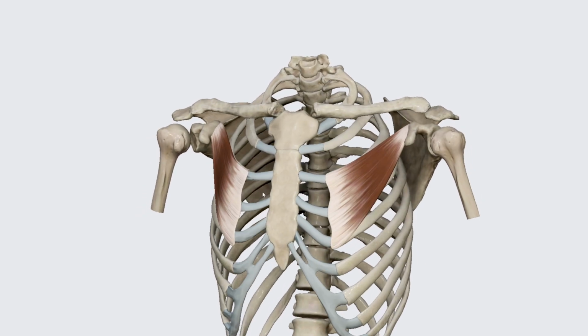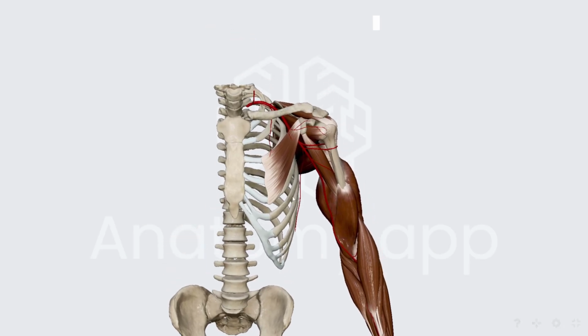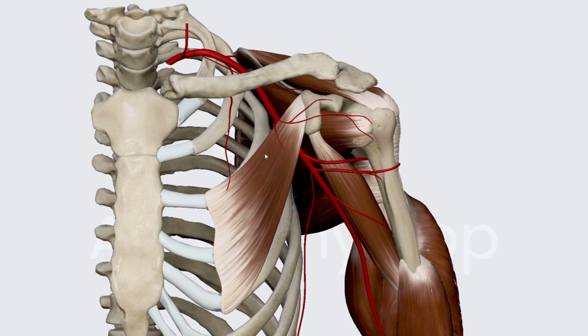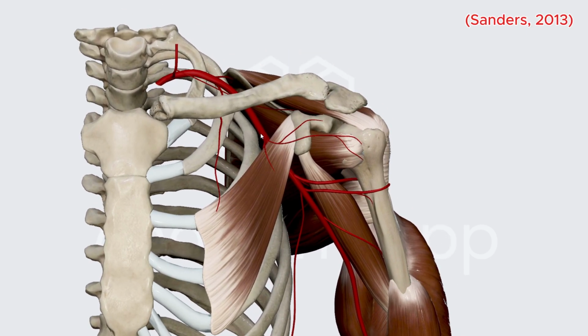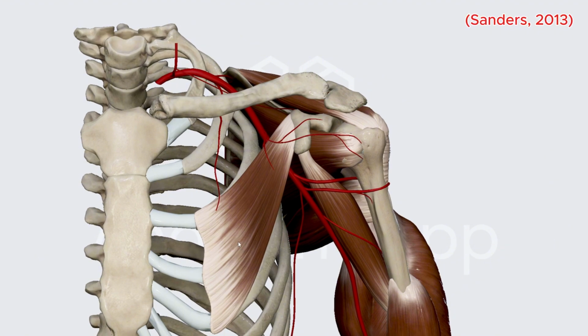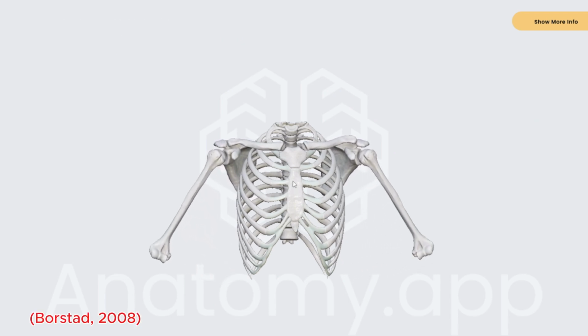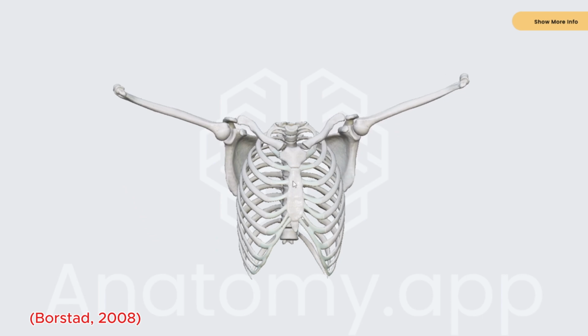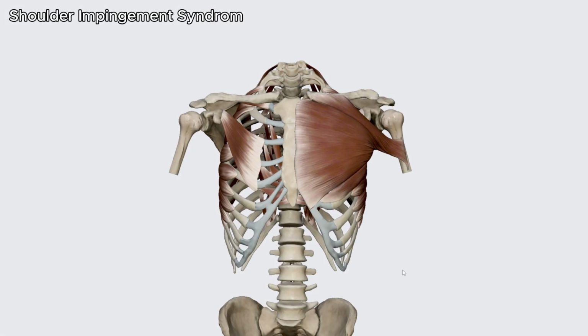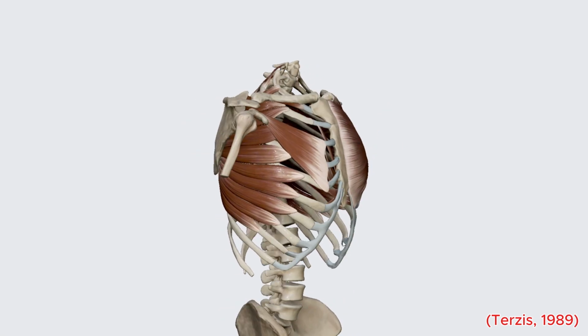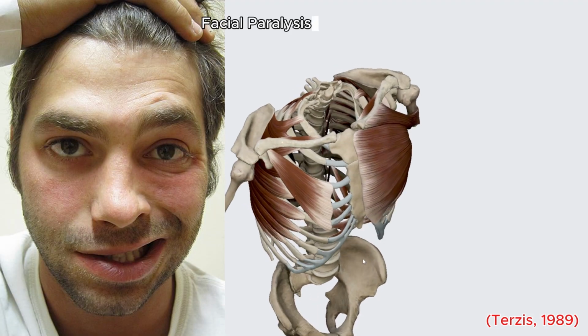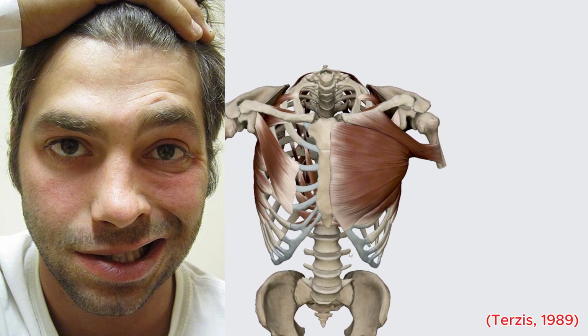Clinical significance. The pectoralis minor has important medical implications. 1. Thoracic outlet syndrome. Hypertrophy or contracture of the muscle can compress neurovascular structures, causing pain or paresthesia in the upper limb. 2. Shoulder impingement. A shortened or tight pectoralis minor can alter scapular movement, leading to shoulder impingement syndrome. 3. Reconstructive surgery. The pectoralis minor is used as a muscle graft in procedures to treat facial paralysis or repair defects in the chest wall.